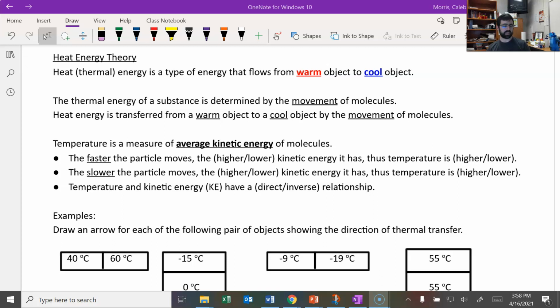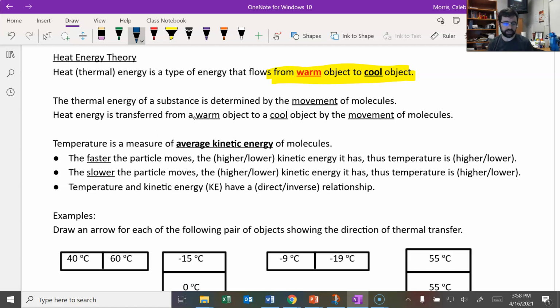Let's continue talking about heat and energy. Heat or thermal energy is a type of energy that flows from warm objects to cool objects. So again, we're coming back to that concept that heat energy flows from warm to cold. Always. It always flows from warm object to cool object.